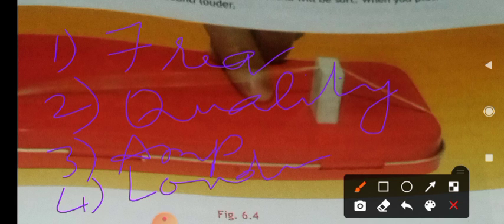So far, what are the things we have discussed as the properties of sound? The first one is frequency. The second one is quality. The next one is amplitude. The fourth one is loudness. And also pitch, the fifth one is pitch. Frequency, quality, amplitude, loudness, pitch. All these quantities are the properties of sound. Do you understand, children?